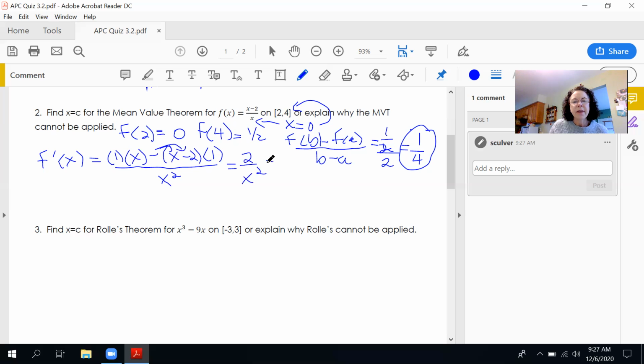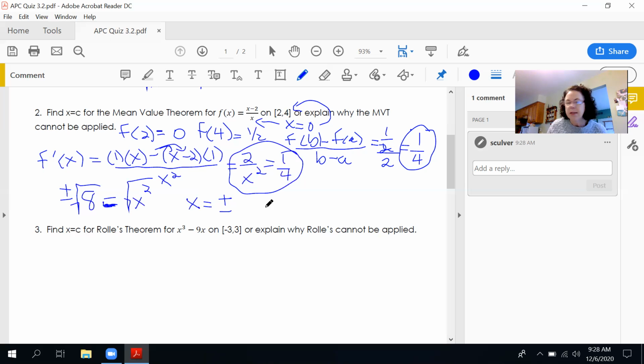Okay, and we're going to set that equal to the average rate of change of 1/4. There are lots of ways we can do this, but we could cross multiply. We get 8 equals x squared, 2 times 4 equals x squared. And when I take the square root, not forgetting my plus or minus, I get x equals plus or minus the square root of 8.